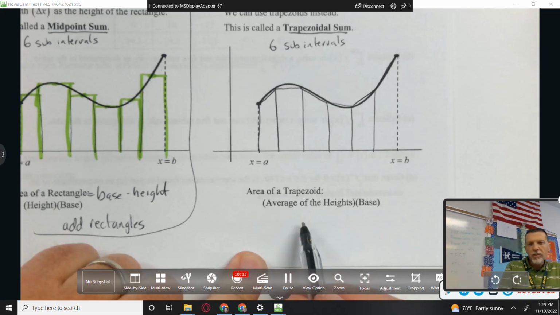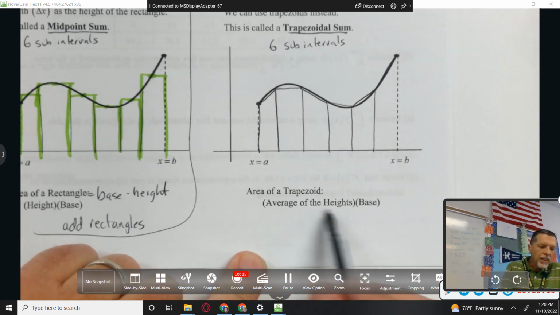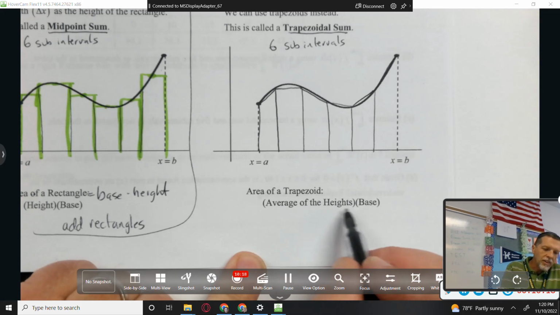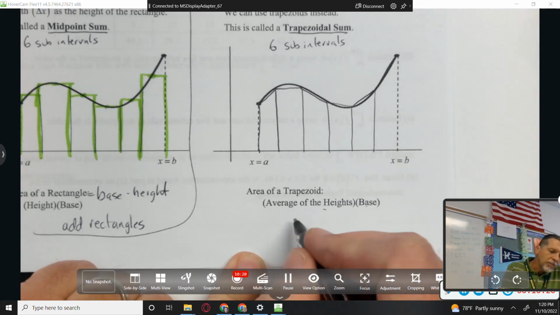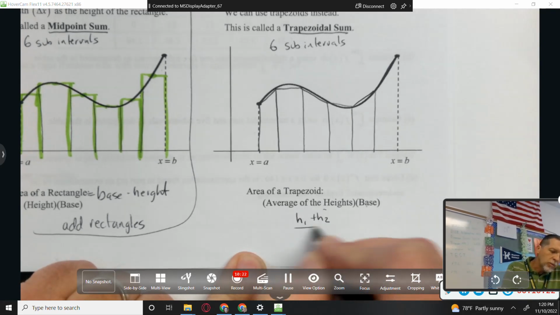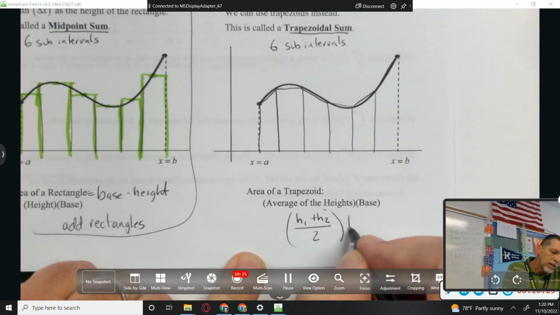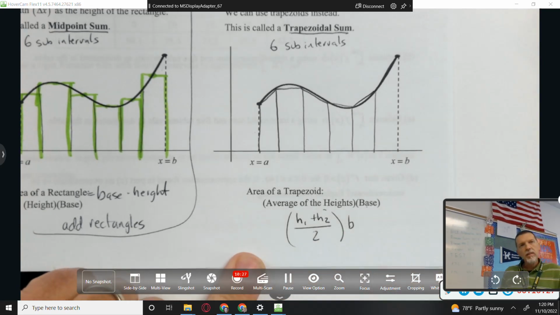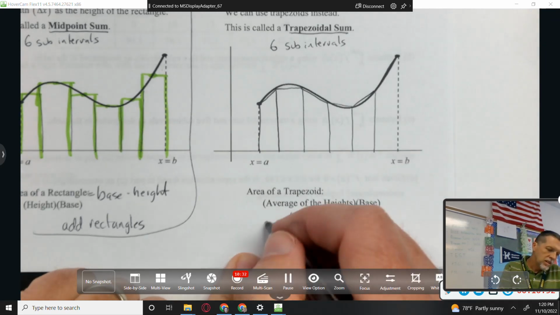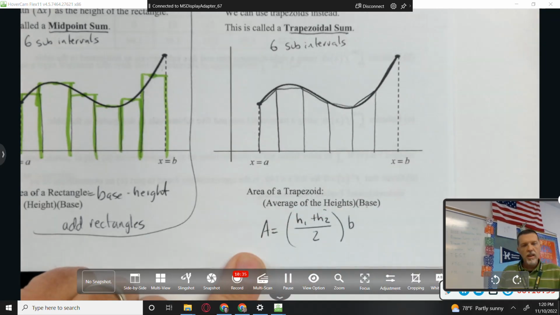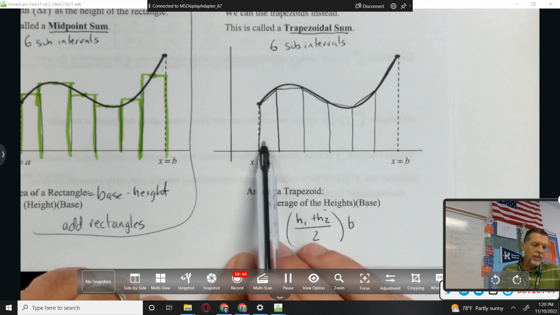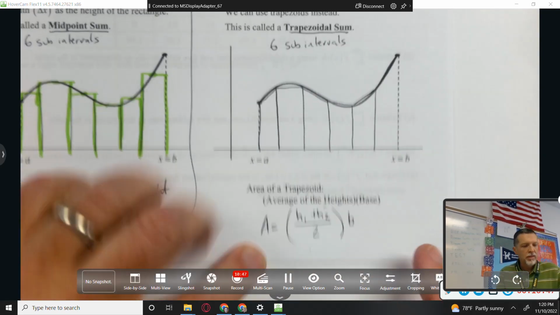Area of a trapezoid, you might not remember, but it's related to the area of a rectangle. Instead of base times height, it's the average of the heights, so h1 plus h2 over 2, times the base. This is another one that leads to all sorts of formulas, but don't memorize the formulas. Know how to find the area of a trapezoid. You do need to know that formula. And then you just go piece by piece and add them up.